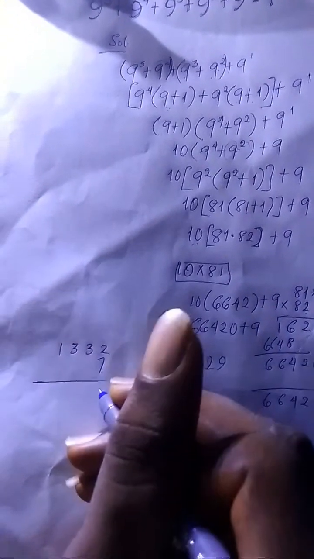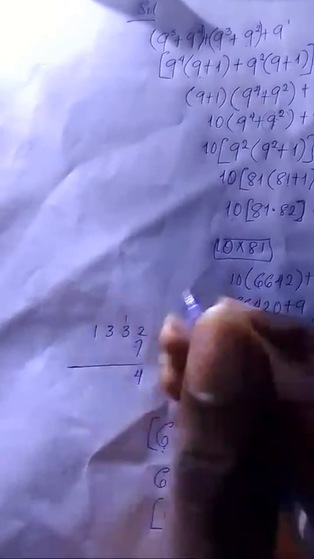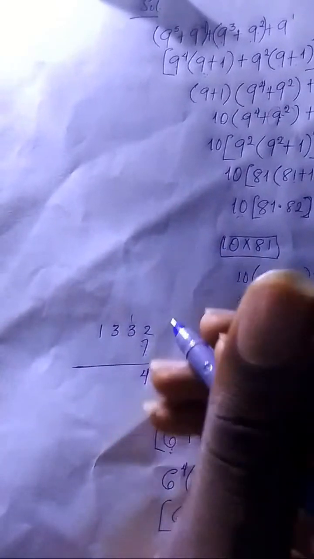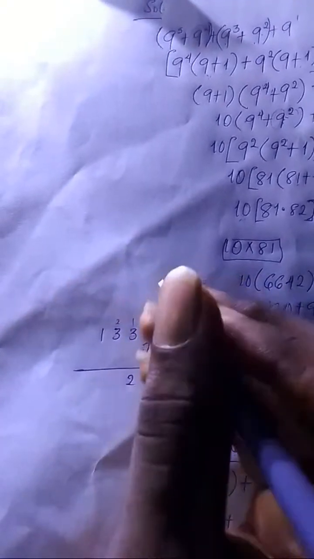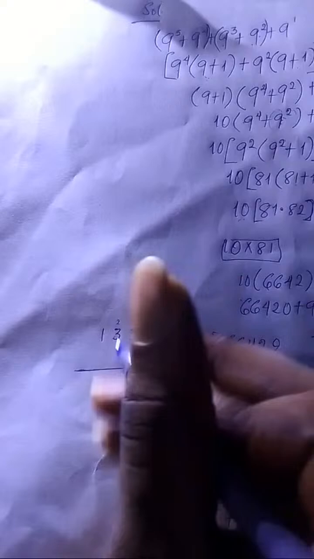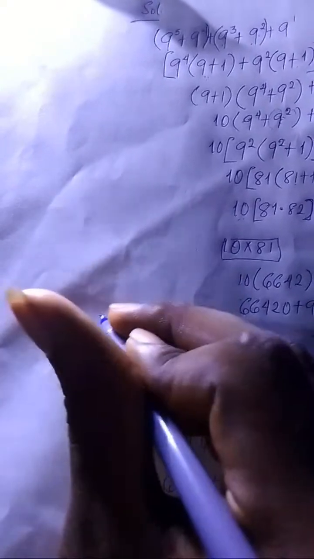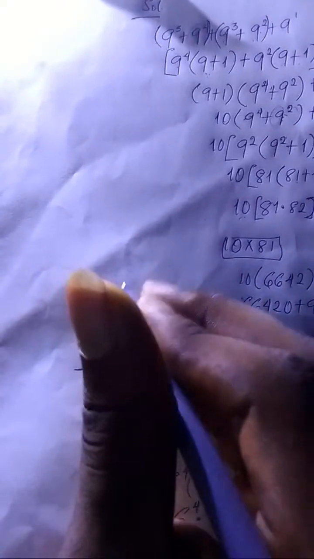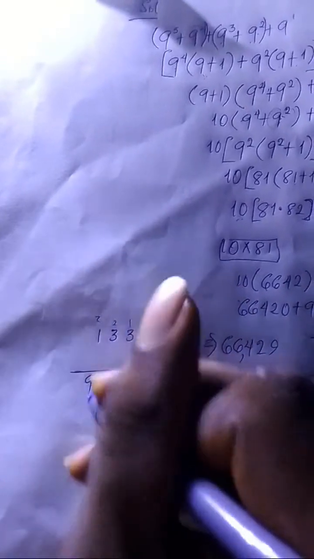So from here, 7 times 2 gives us 14. 7 times 3 gives us 21. 21 plus 1 gives us 22. So we have to carry 2. 7 times 3, 21. 21 plus 2 gives us 23. 7 times 1 gives us 7. 7 plus 2 gives us 9. So we have 9,324.